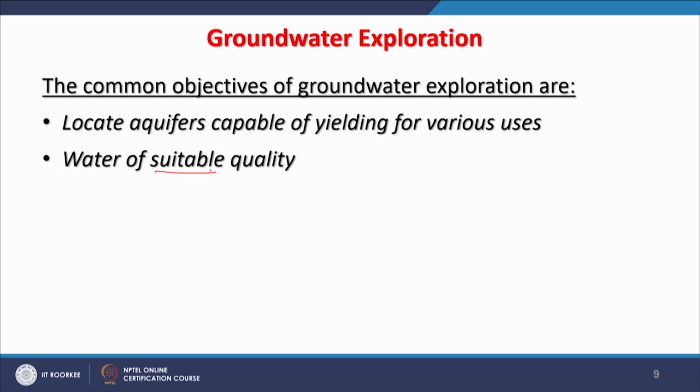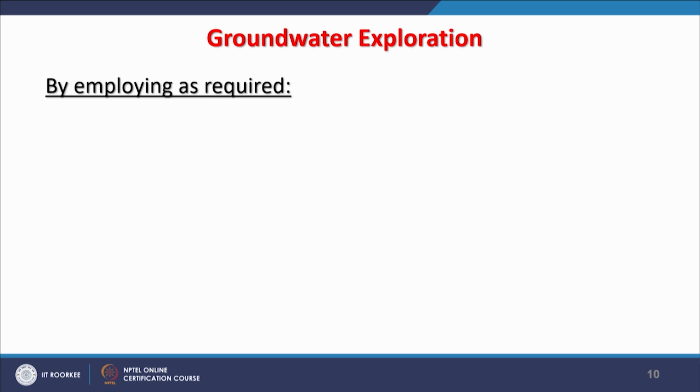Suppose the investigation is being done for drinking water, then the quality of water should accordingly meet the standards for drinking water. If exploration is done for some industries where a lot of water is used, then the quality of water should be suitable accordingly. Then economic quantities, how much water can be extracted and how economic that quantity is going to be. So, that is another one of the objectives in groundwater exploration.